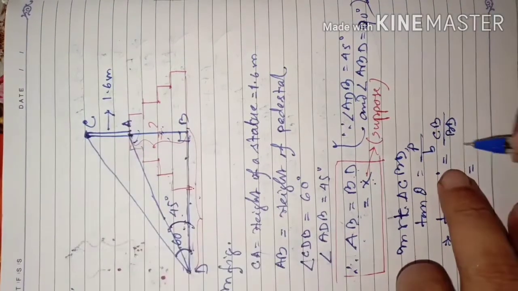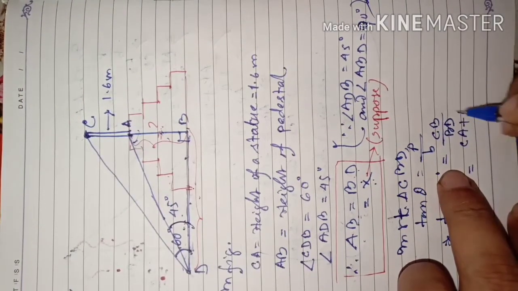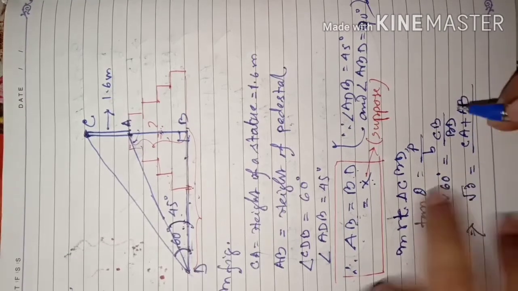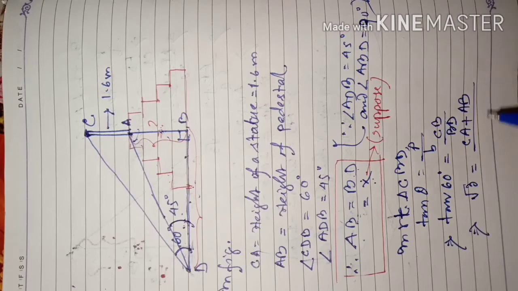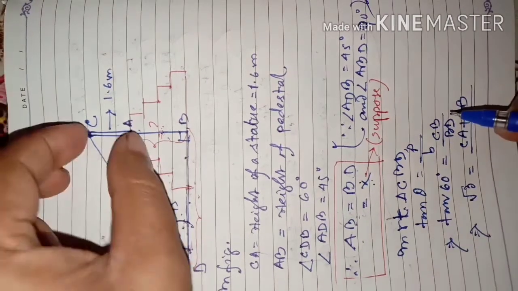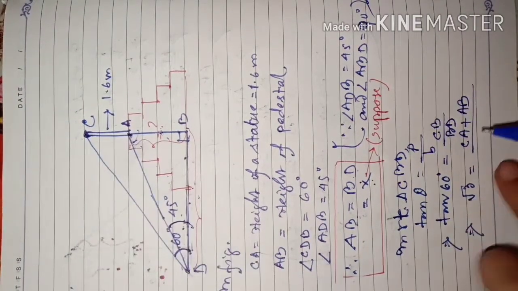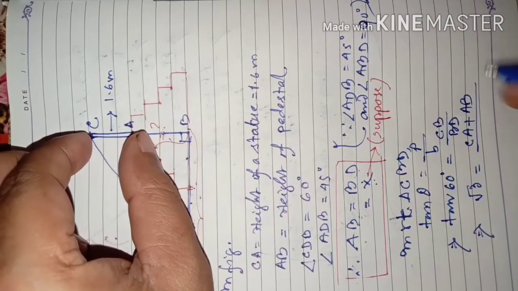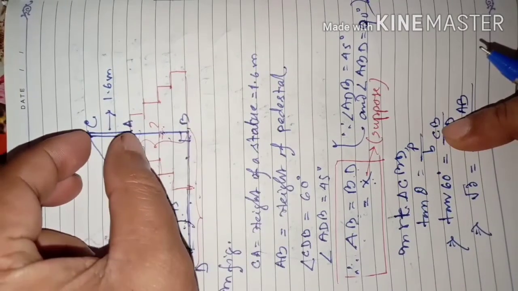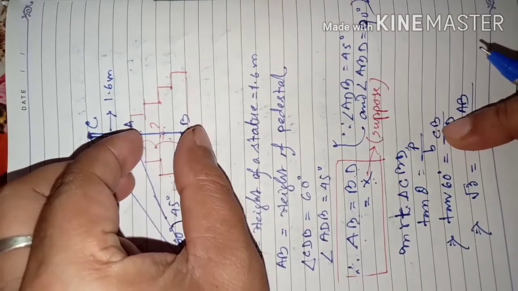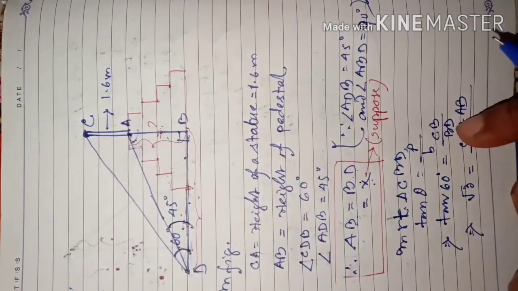We are splitting it that way because CA's length we know, and known parts you always have to use. So you need to create a situation where you can use that value. CA is equal to 1.6, that we will be using here. So we are splitting CB as CA plus AB. Is it clear, students?